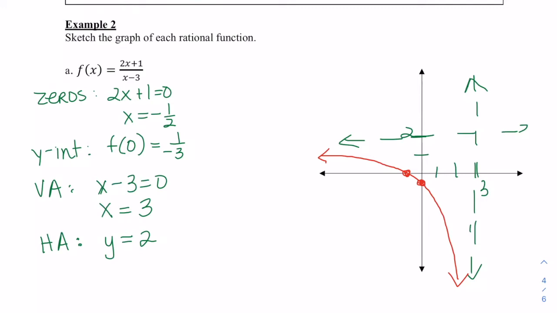Now to double check, we always want to double check, let's plug 4 in there and see what we get. So when we plug in 4, well, we get 8 plus 1, that's 9 over 1. So that's 9. So this is going to be up here, probably very high. And remember, it's going to get very, very close to the asymptotes, but not cross.